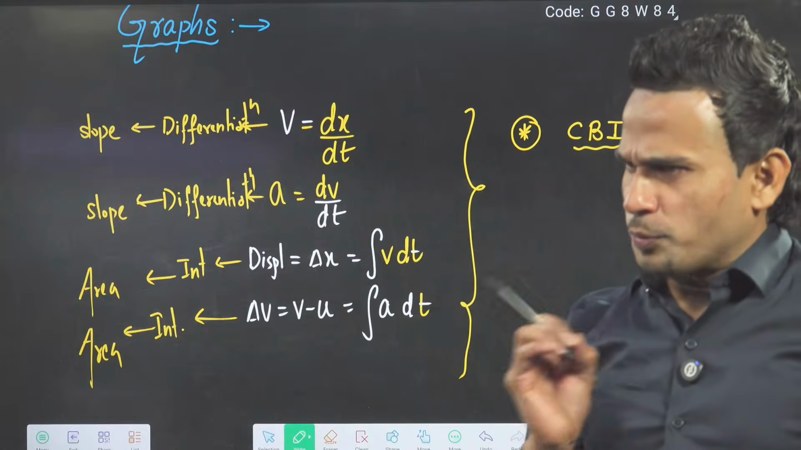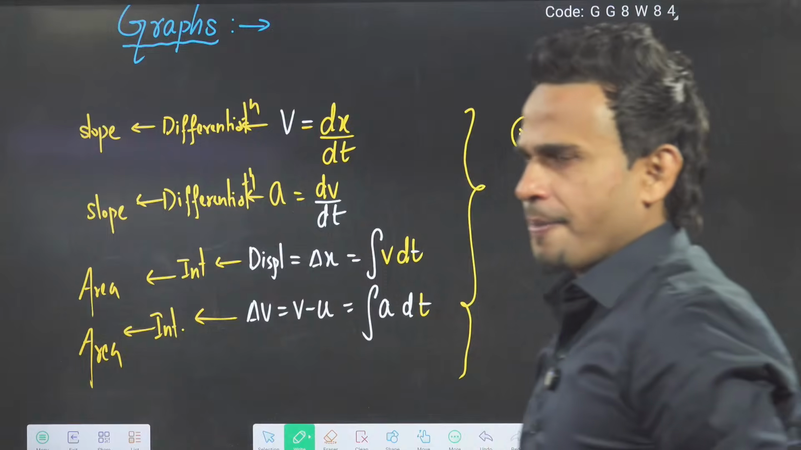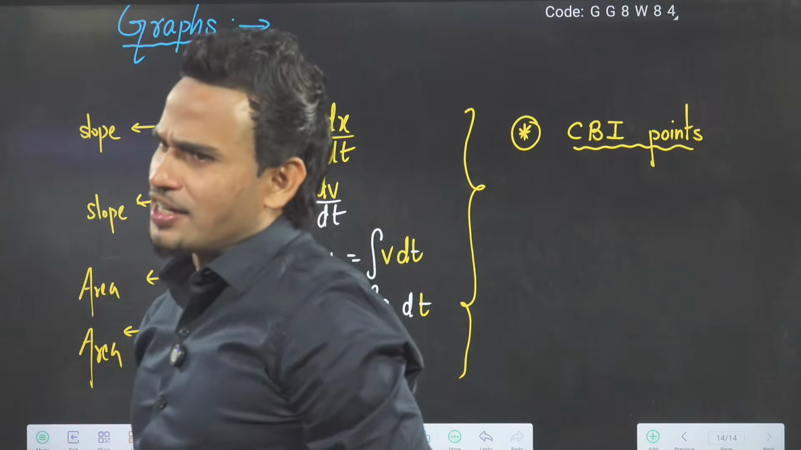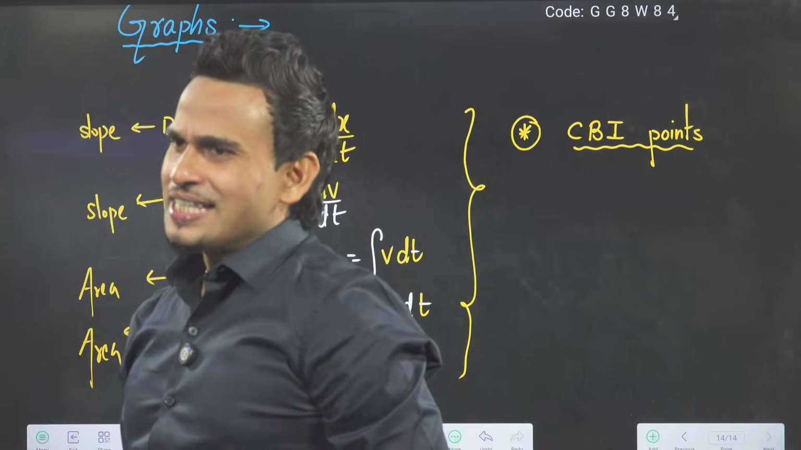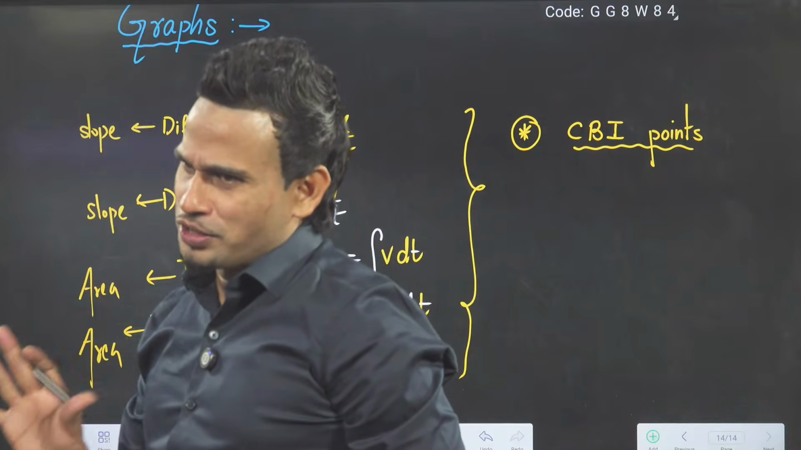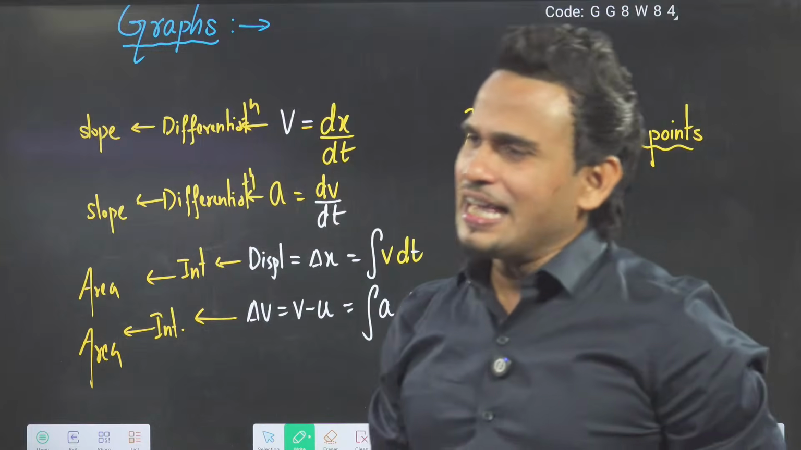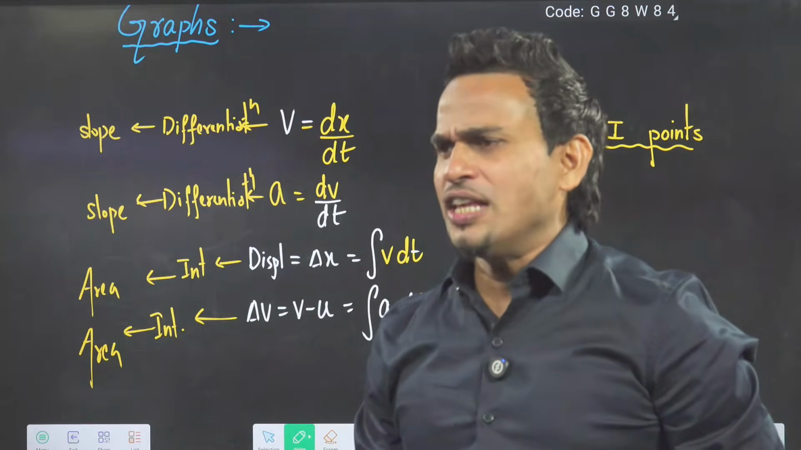Final point, fourth point. Area under acceleration time graph represents change in velocity. There is no separate name for change in velocity.